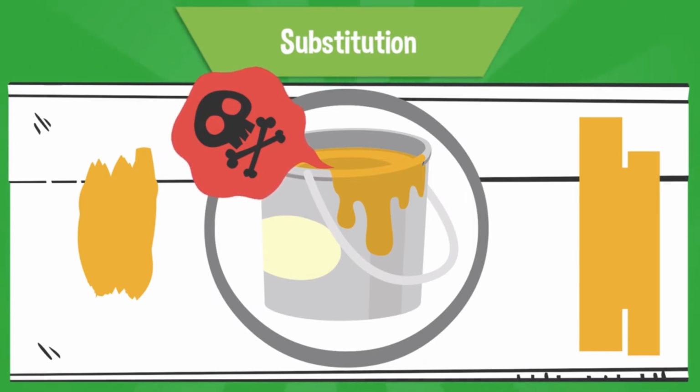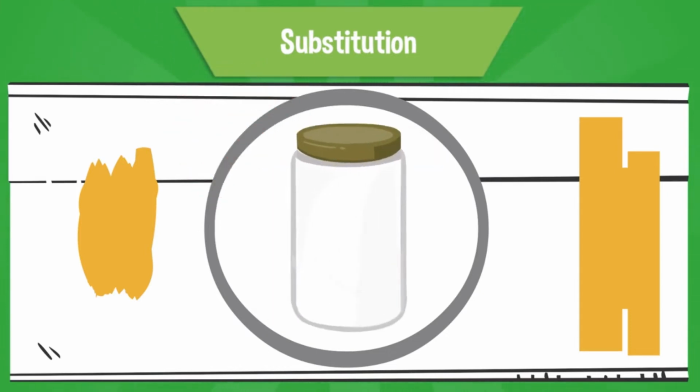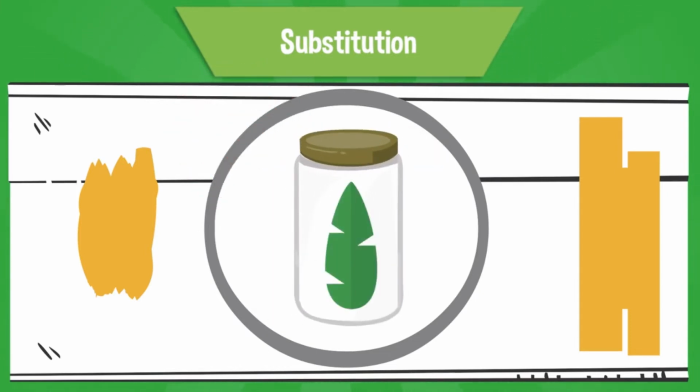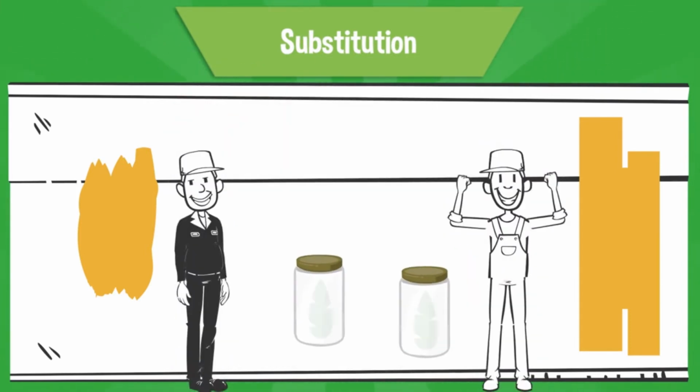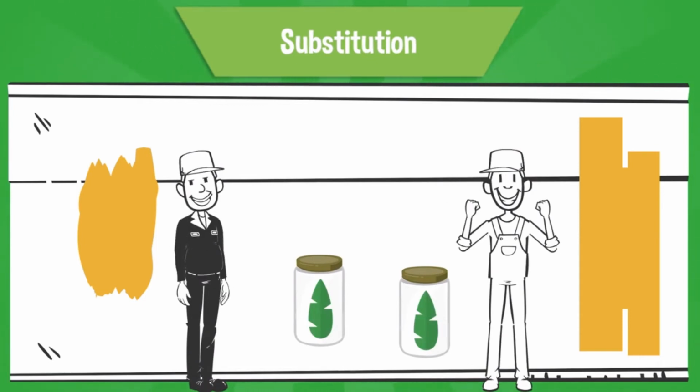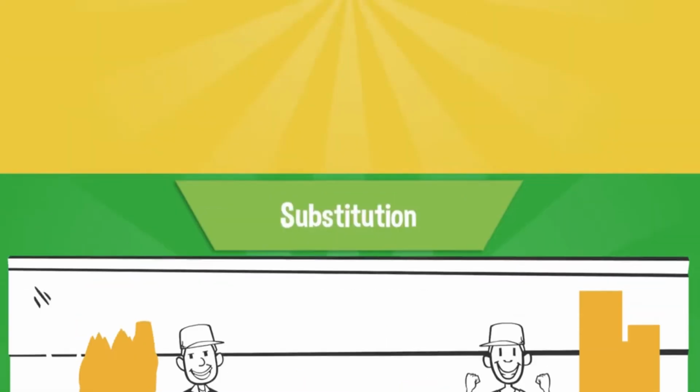That is the case, for example, of volatile organic compounds, VOC, that are present in some paints. It would therefore be possible to replace these currently used paints with other ones that do not contain VOC, or just a little.